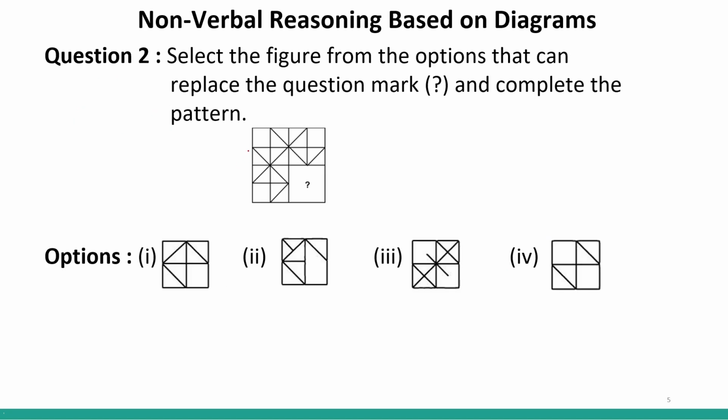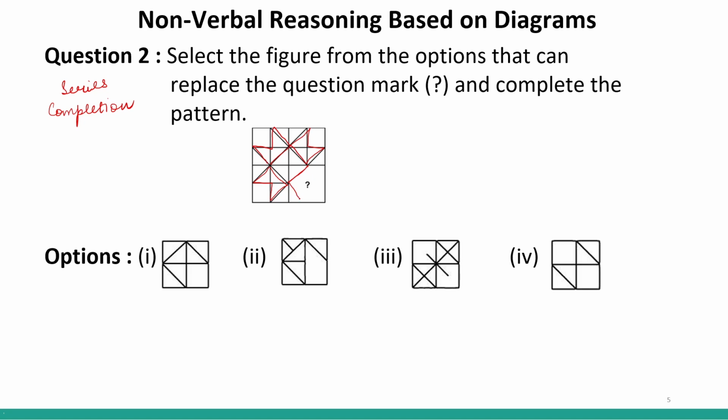Okay. Question number 2. We have to select the image out of these that will fit over here and complete the pattern. So this is also a question of series completion. Over here, when I look at this pattern, going from the inwards, I can see if I draw a line over here, this will complete my diamond. Similarly, each box has something like this. Every box has this image.